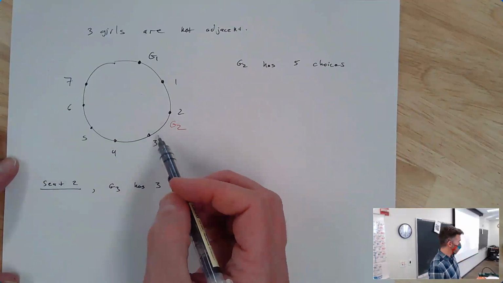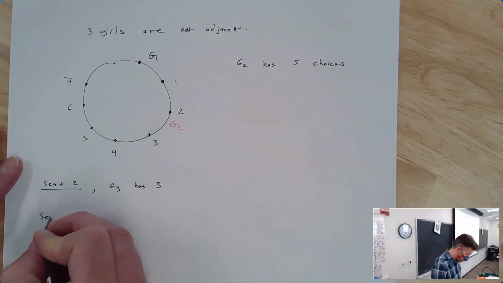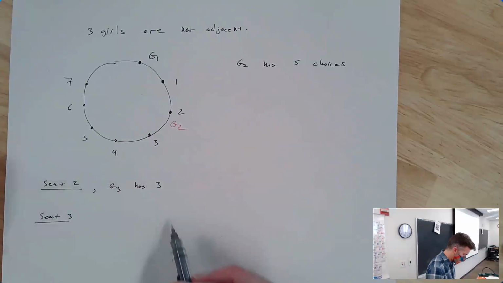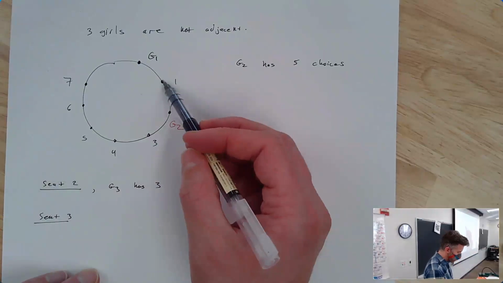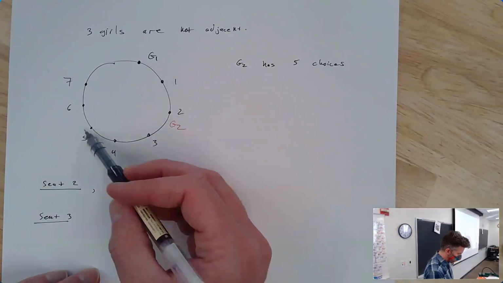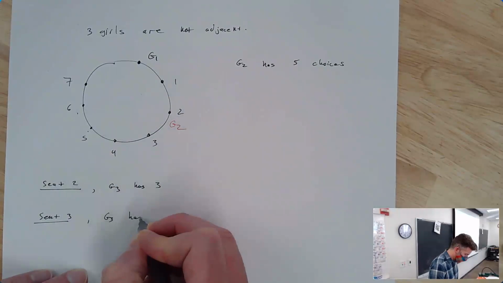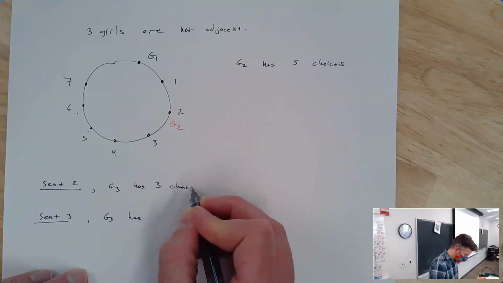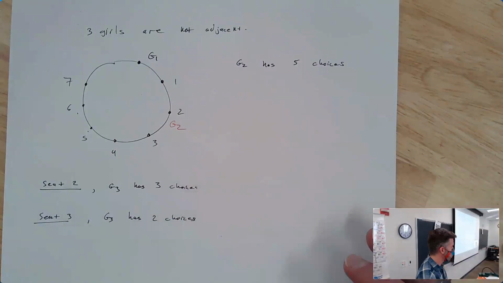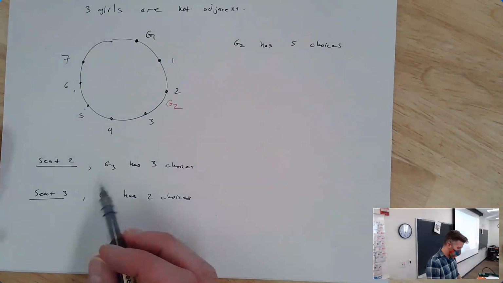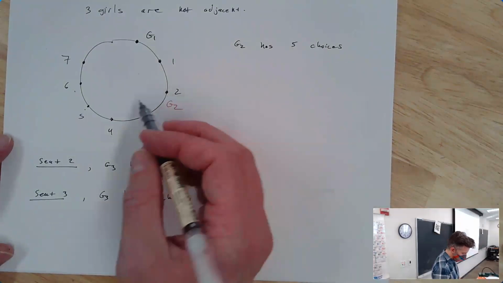Is that going to be the same no matter what seat she picks? I don't think so. Let's see if she picks seat 3. Yeah, then girl 3 can't sit in seat 1 or 2. So she can either sit in seat 6 or 7. So there she has 2 choices. Interesting. It seems like a complicated question. And then I think any other seat is fine.